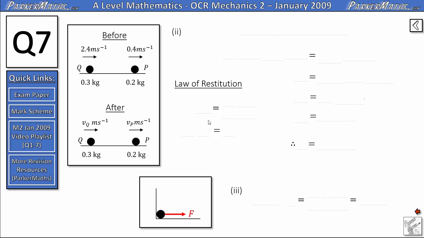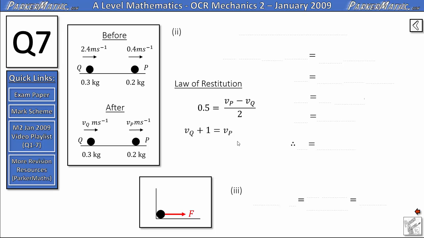The coefficient of restitution is the same as we've got the same two particles, that's 0.5, but this time the speed of approach will be 2.4 minus 0.4, which gives us 2. This time Vp must be travelling faster after the collision, so our speed of separation is Vp minus Vq. Multiplying up by 2 and adding Vq to both sides gives us Vq plus 1 equals Vp.